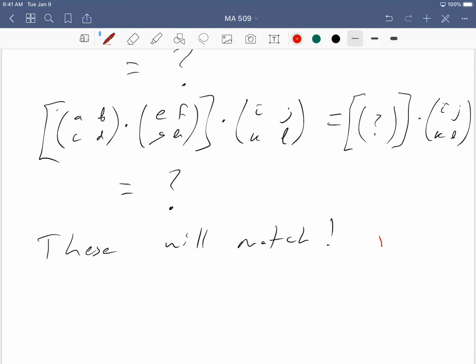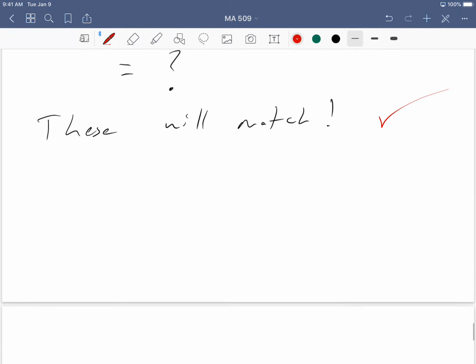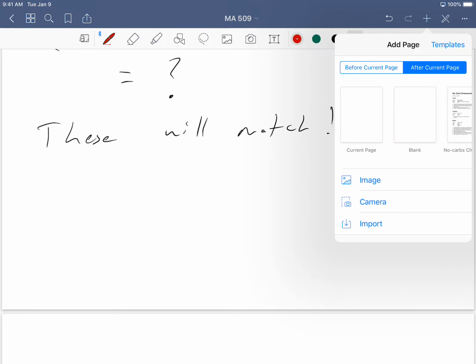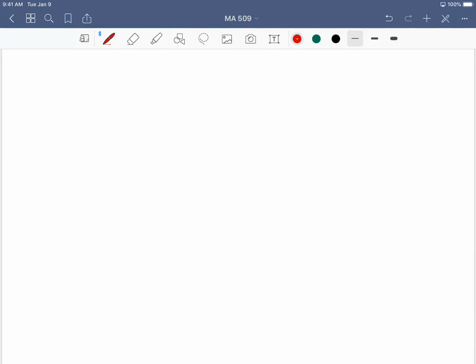And so this property holds. Number 5, matrix multiplication is associative. Okay. Number 6. So number 6, let me switch back to black here. Number 6 was that there had to be an identity.